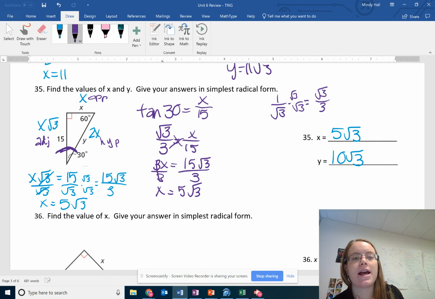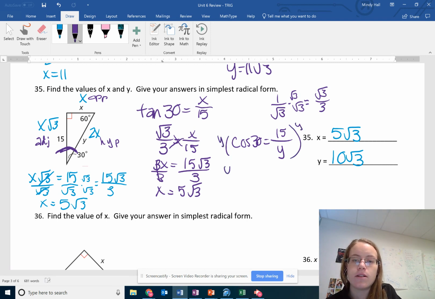So for some of you, the algebra with the trig functions is way easier than the algebra work by plugging it in. So whichever method you like, you can use either. But then to get the hypotenuse, you would probably want to use cosine of 30 equals adjacent over hypotenuse, which I guess is a y, not an x, y. So then you would multiply both sides by y, and then you would divide by cosine of 30.